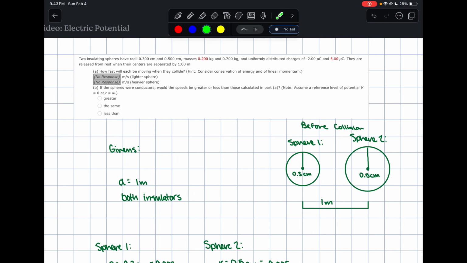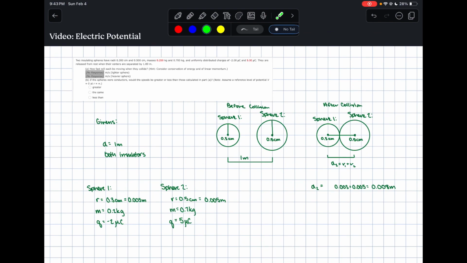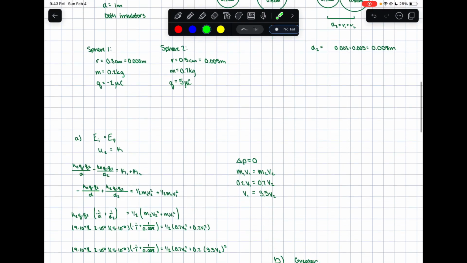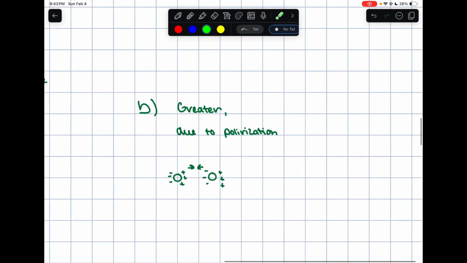If the spheres were conductors, would the speeds be greater or less than those calculated in part A? Well, what do we know about conductors and insulators? We know that in conductors, electrons are able to move more freely than in insulators. So how will that change the speeds, or will it affect it at all? Well, actually, it will make the speeds greater. Why is this? This is due to polarization.